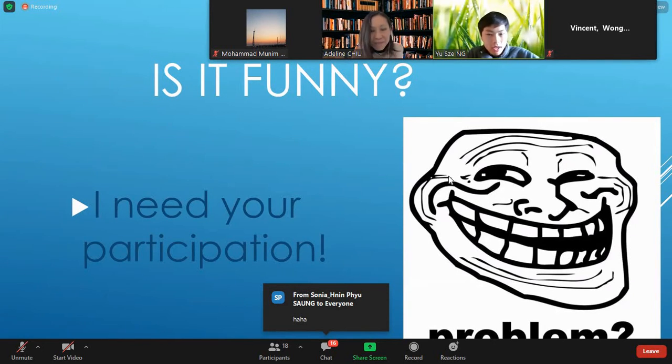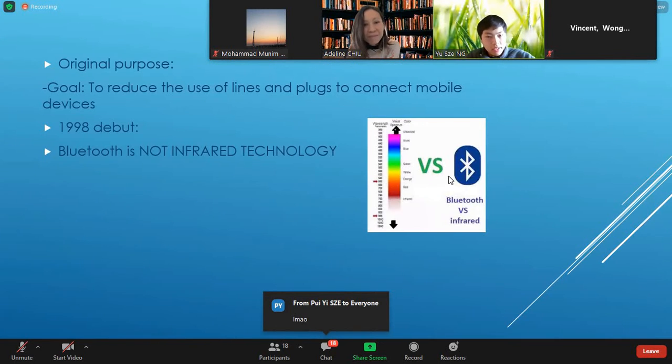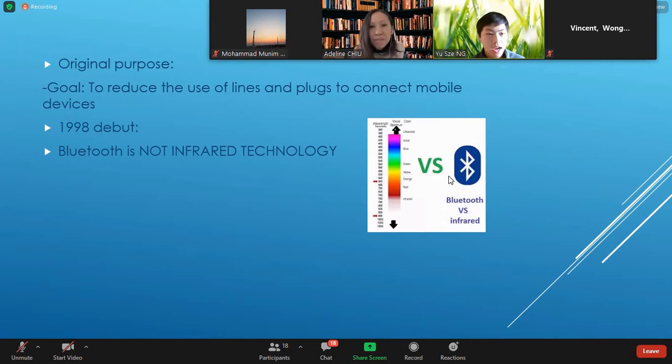After receiving his PhD in 1986, he engaged in the invention of a multi-communication connection scheme. His team made the first prototype of Bluetooth in 1994, but the official product came out in 1998. The goal was to reduce the use of lines and plugs to connect mobile devices and have a wireless network with low cost and high efficiency. If you think infrared technology contradicts Bluetooth's existence, they are not the same and don't have the same function at all. I will explain that in detail later on.